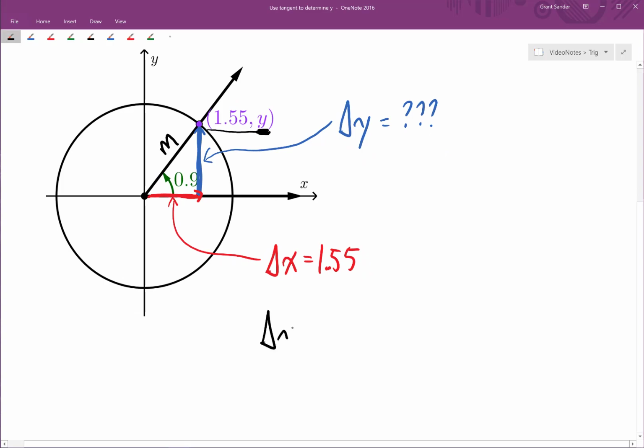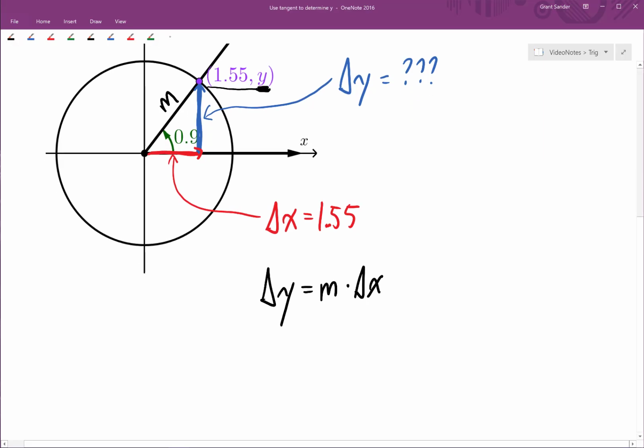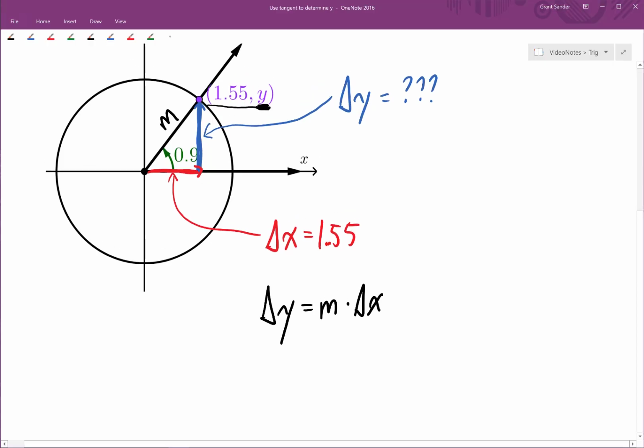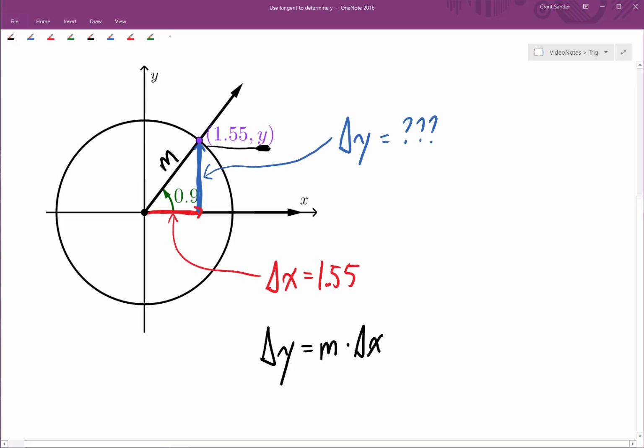So the slope tells us that delta y is going to be m times as large as delta x. And in this case, we know the value of delta x, and so if we only knew the slope of that terminal ray, we could determine the value of delta y based on this delta x value. However, the tangent function gives us the slope of the terminal ray given an angle measure swept out from the 3 o'clock position, and therefore the slope of this thing is actually tangent of 0.9 radians.